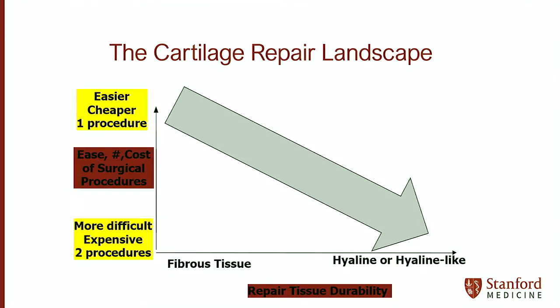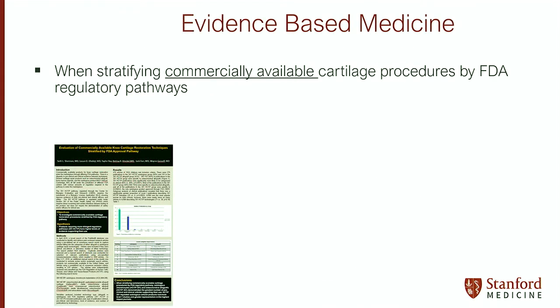And so when we try to wrap our head around this, you can really look at the differences between the easier, cheaper single stage versus the more difficult, expensive, two-stage approach, and we can map that out with regard to the type of healing we're expecting: fibrocartilaginous tissue, hyaline-like, or actually mature hyaline. I think that's very useful to keep in mind.